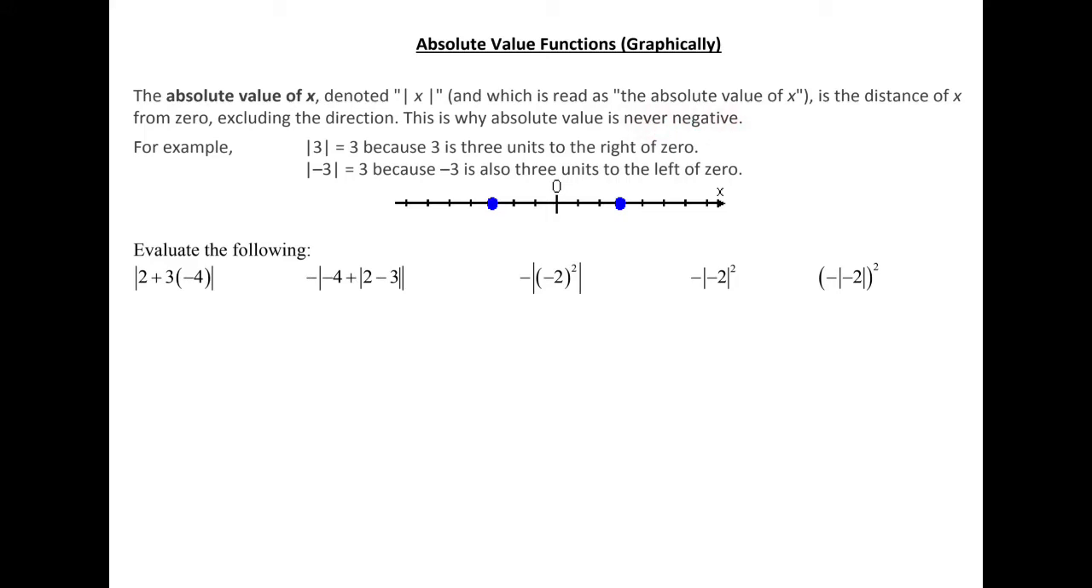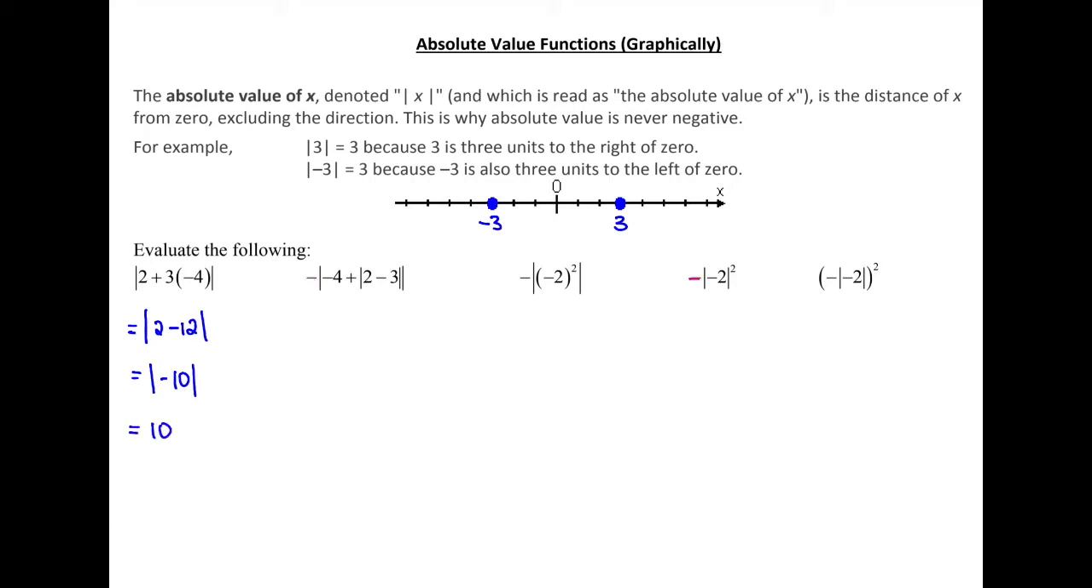For example, we say absolute of 3 is 3 because 3 is 3 units to the right from 0. Absolute value of negative 3 is also 3 because negative 3 is also 3 units away from 0. Let's do some examples. When we have absolute of 2 plus 3 times negative 4, we're going to have absolute of 2 minus 12, which means absolute of negative 10, which is a positive 10.